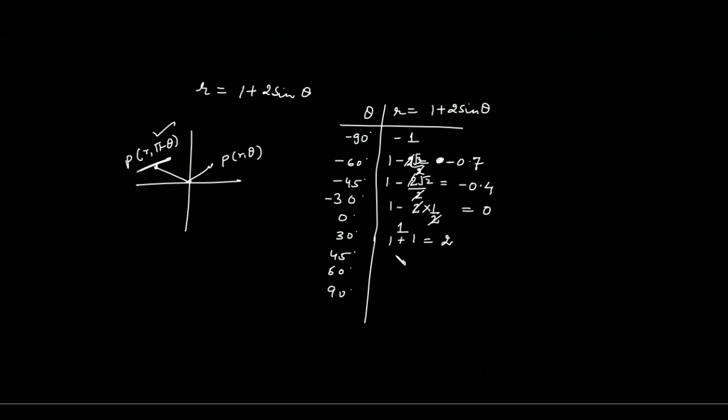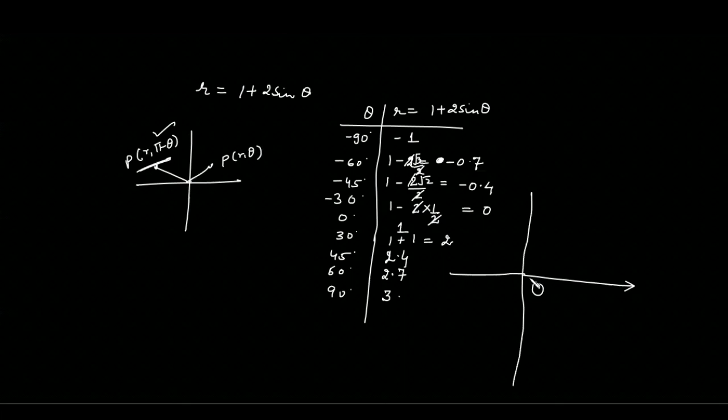At 45 degrees you will get 1 plus 1.4, which is 2.4. At 60 you get 2.7. At 90 you get 3, right? So if you draw the graph, consider the initial ray. Since your graph is symmetrical about the y-axis, we have to draw the graph over this side. The rest will be drawn with the help of symmetry.